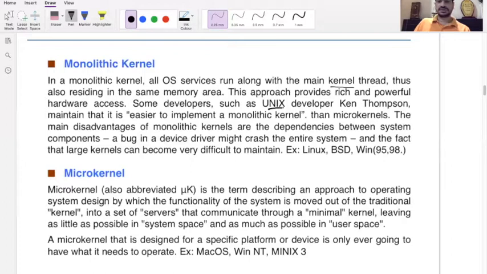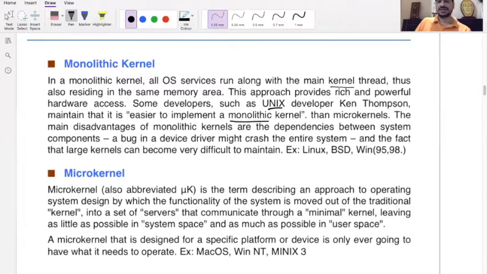Such as Unix developer Ken Thompson maintained that it is easier to implement a monolithic kernel than a microkernel. What he found is that it is easy to make one program, instead of a small kernel program that manages the other programs, like device drivers and other functionality of the operating system, from the outside. Instead, all the things should be managed inside one program. So he found that it is easier to implement a monolithic kernel.